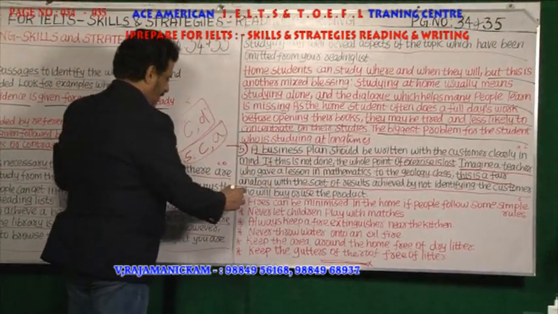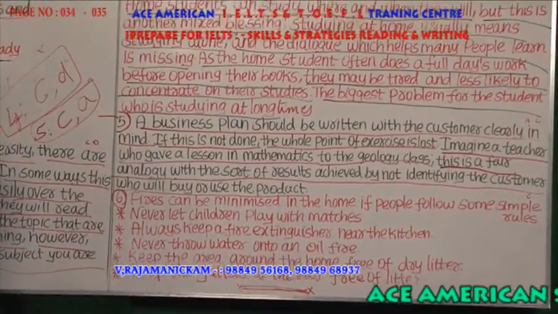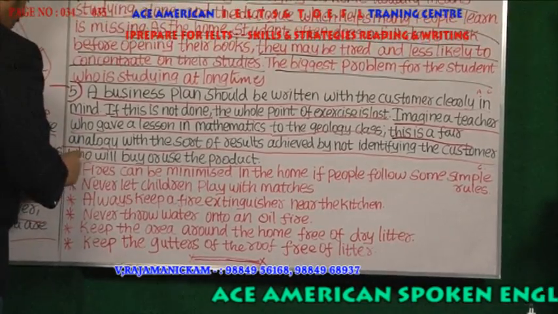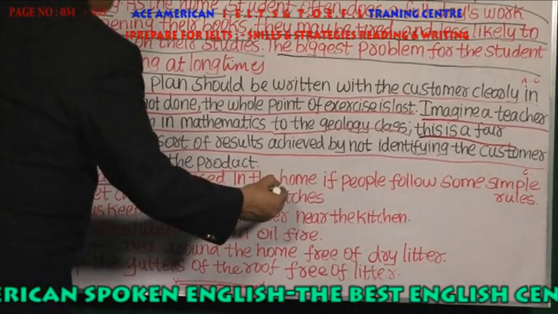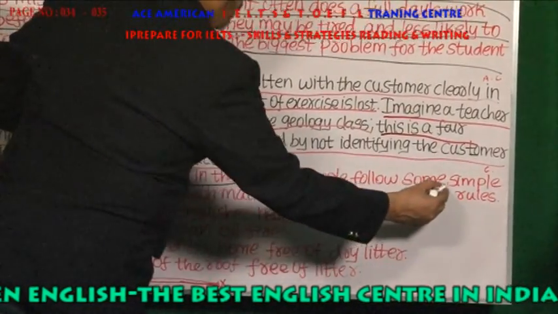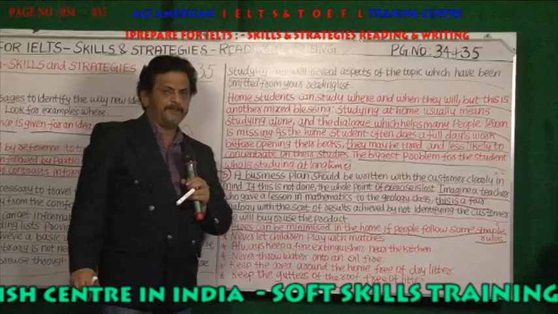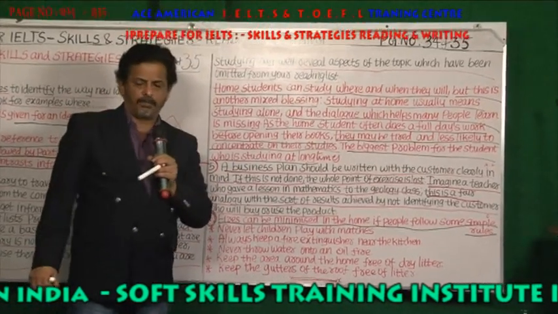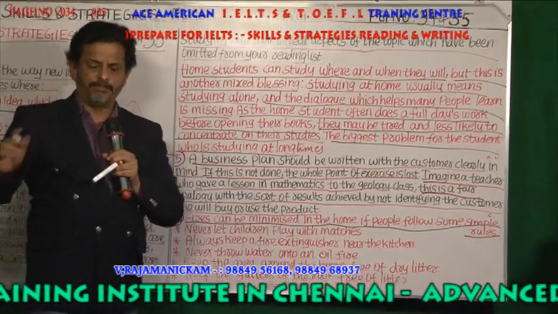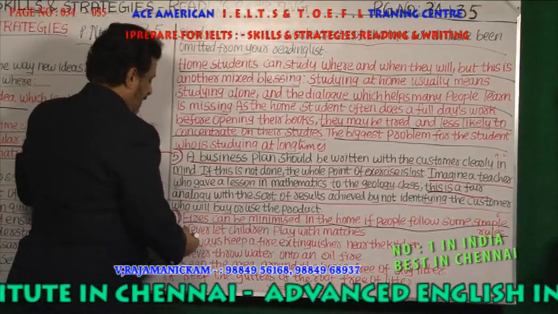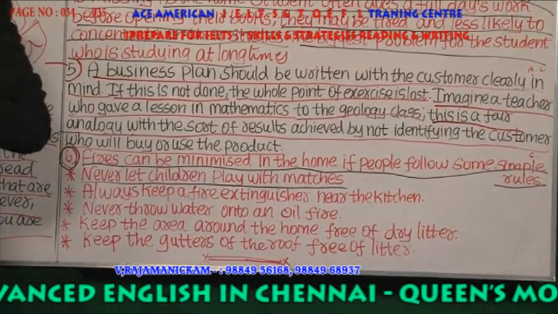Sixth one. What is given here? Fires can be minimized in the home if people follow some simple rules. So in a home, to minimize fire, if people follow some simple rules, they can minimize fire and accidents, right? What are they? Number one, never let children play with the matches. Don't allow the children to play with the matches.